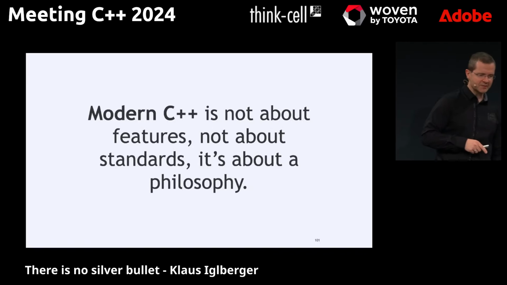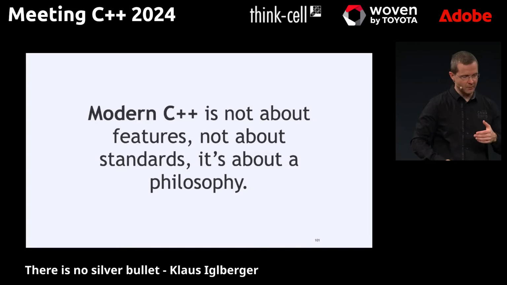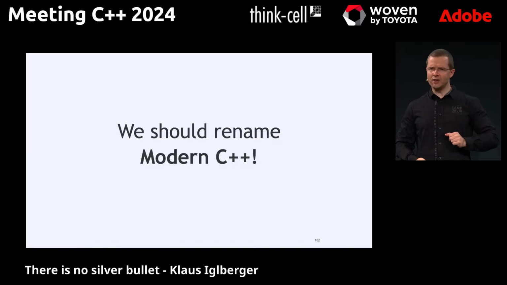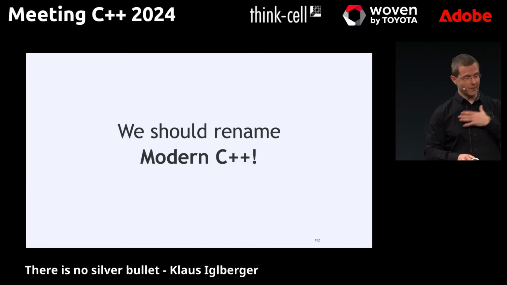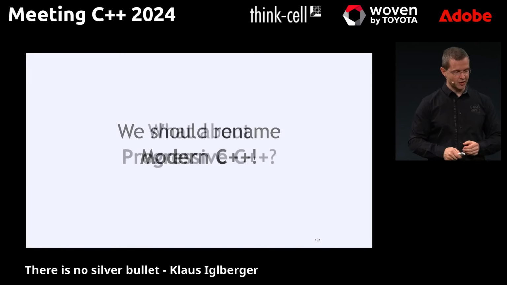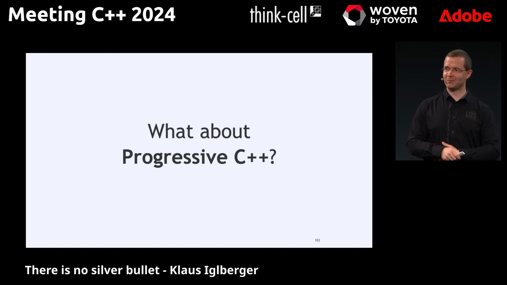I think modern C++ is not about features. No, it's about standards. I think it's about a philosophy. How to use the language, what we do today, how we approach the problems. And so I think we should actually rename that. And I have a great suggestion, which is not mine. I come back to this term that Ivan Kukic proposed, progressive C++. And if this is too long for you, proc C++. This sounds nice, doesn't it?